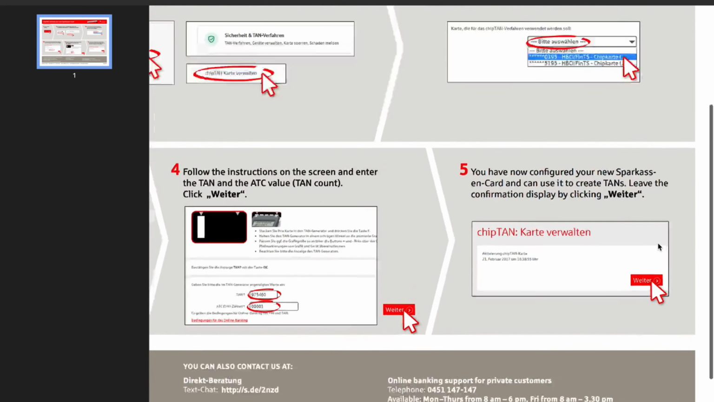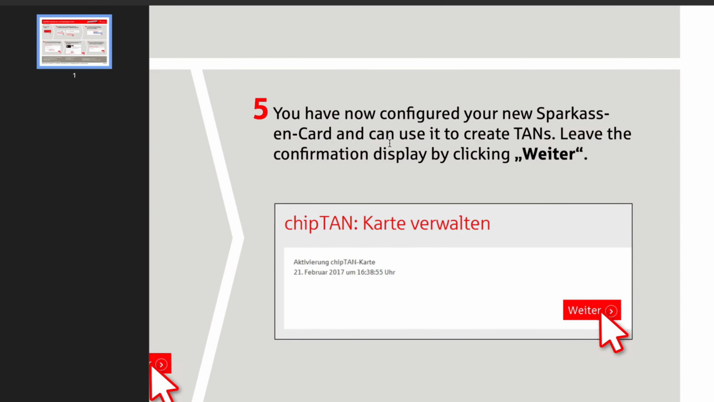And the step number 5 is going to be, you have now configured your new Sparkasse card, and you can use it to create TANs. And basically, you can just click right here when everything is done. So this is basically exactly how to do this.